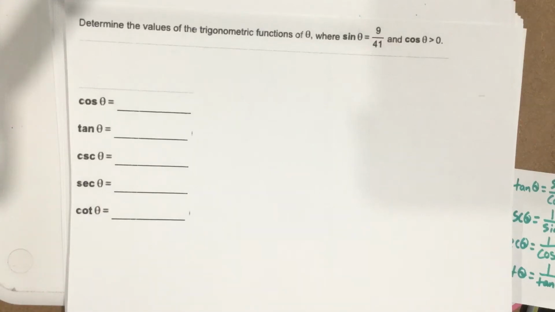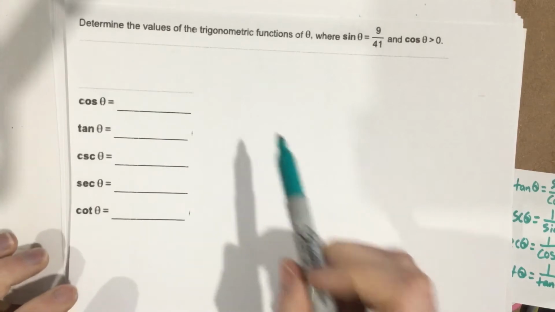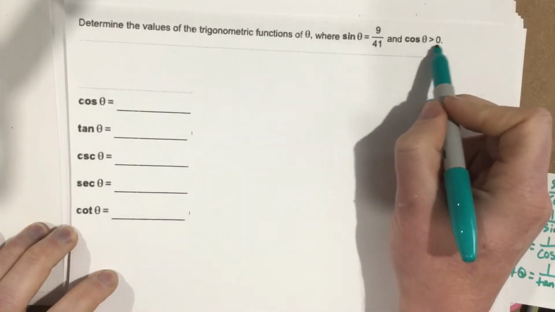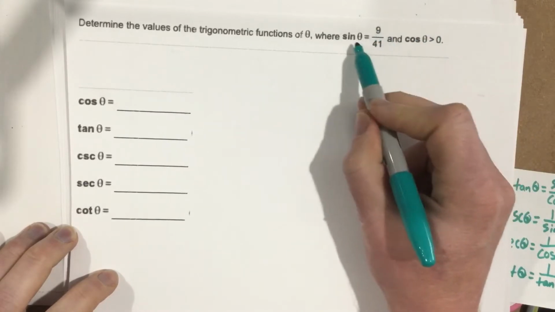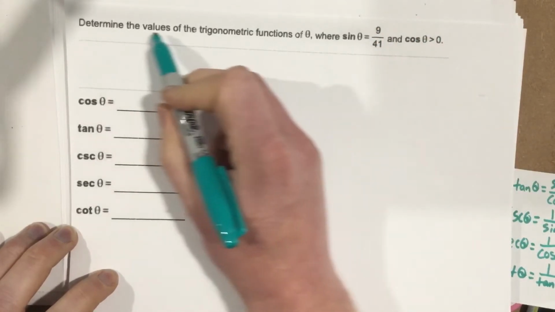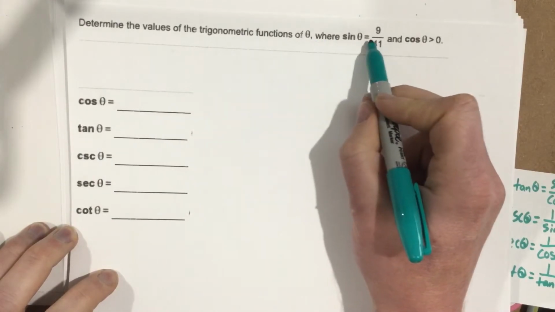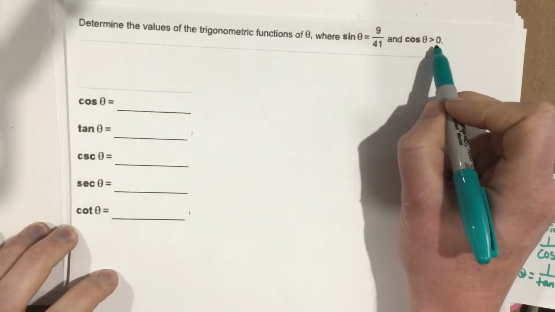This is problem number 4 from section 6.4. This is a really good problem, and the key to the problem is making sure you identify what's happening with sine and cosine. So it says determine the values of the trigonometric functions of theta, where sine of theta is 9 over 41 and cosine of theta is greater than 0.